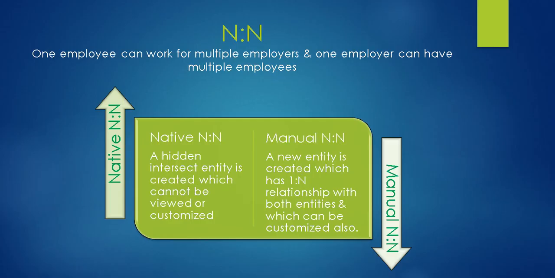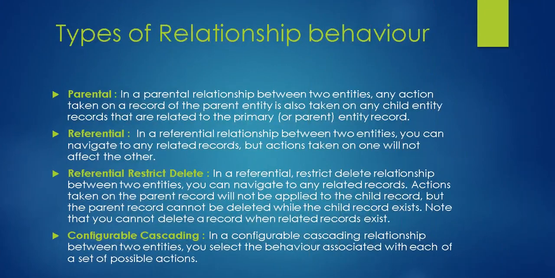So as I told you about manual NS2N relationship, so let's go and check out what are the types of relationship behaviors. So we have main 4 types of relationship behavior. So while you create any relationship inside MSCRM, you will get an option for parental, referential, restrict delete, configurable cascading.